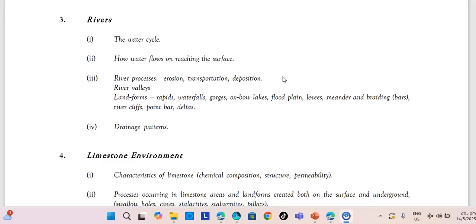Dendritic pattern, it's a tree-like pattern. It looks like a tree. And this is the most common pattern. The rivers and streams branch out like the roots or branches of a tree. So if you live in central Jamaica, you might be seeing the river looking like a tree, a dendritic pattern. It forms on flat or gently sloping land with uniform rock. The river and streams branch out like the roots or branches of a tree. So that's the dendritic pattern.